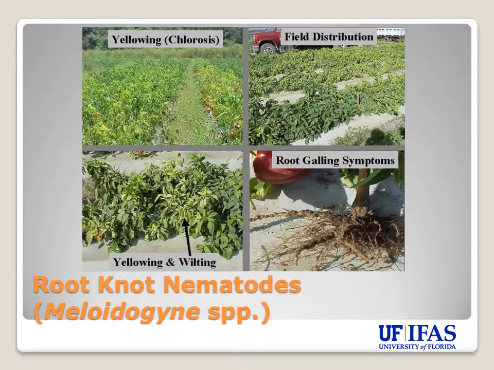Here are some general above ground symptoms of root knot nematode feeding in a grower's field. You see the yellowing or chlorosis in the field. In the upper right hand side, the field distribution. Some of the plants will be doing well, other plants and groups will not be doing very well. It causes yellowing and wilting because the roots have been damaged and now they're unable to take up water properly. And then in the bottom right hand corner, you can see a plant that was pulled up and you can actually see the root galling symptoms on the root.